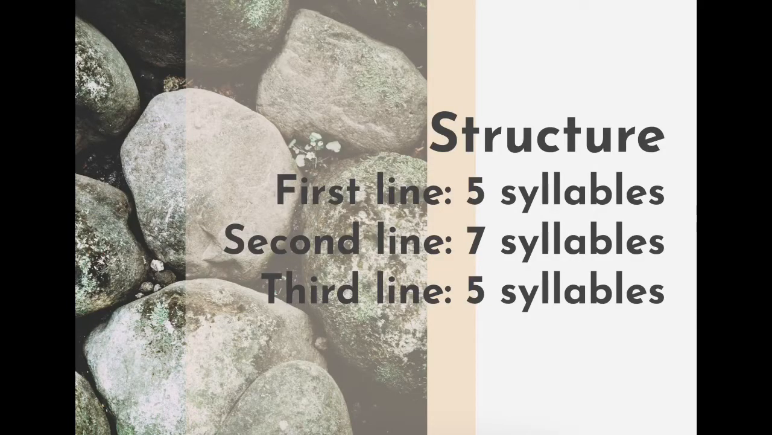Okay? So, make sure you write this in your notes, since we're talking about the structure of a haiku poem, that it is a one stanza poem with 3 lines. Okay? The first line has 5 syllables. The second line has 7 syllables. And the third line has 5 syllables. Okay? So 3 lines with 5, 7, and 5 syllables.